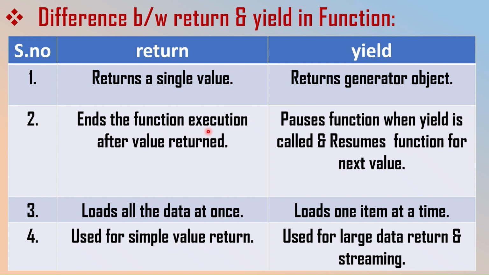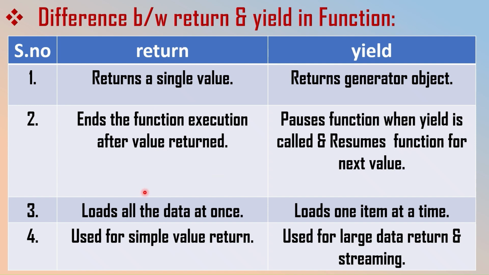Return ends the function, like when a function with the return keyword ends the function execution after the value is returned. Once the value is returned, the function gets ended right there. But with yield, whenever the Python compiler sees the yield keyword, it first pauses the function and the value is returned. For the next value in the iterator, it resumes the function and keeps on going like that.